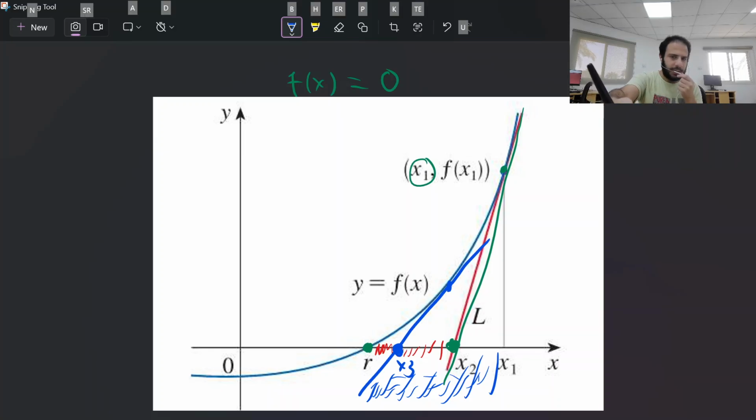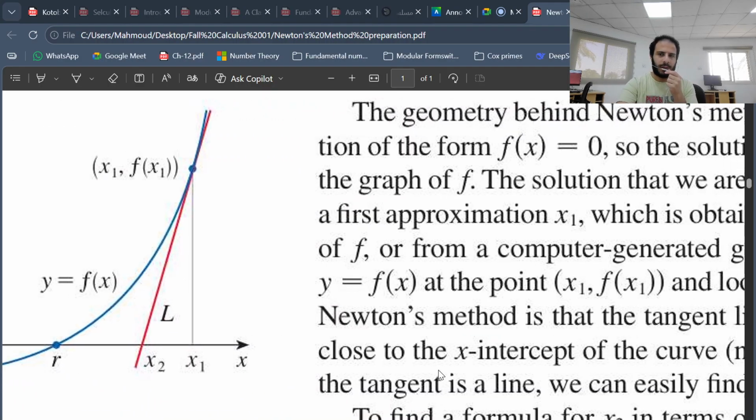This is the graph explanation. But now I will show you the formula, how to find it. The formula is easy. You will find the tangent line. I will show you now. So let's see here again.